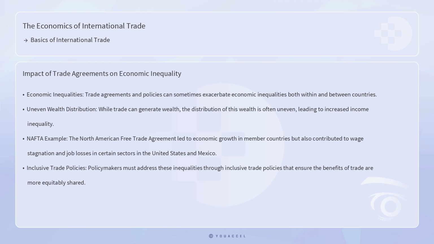Additionally, trade agreements and policies can sometimes exacerbate economic inequalities both within and between countries. While trade can generate wealth, the distribution of this wealth is often uneven, leading to increased income inequality. For example, the North American Free Trade Agreement led to economic growth in member countries, but also contributed to wage stagnation and job losses in certain sectors in the United States and Mexico. Policymakers must address these inequalities through inclusive trade policies that ensure the benefits of trade are more equitably shared.